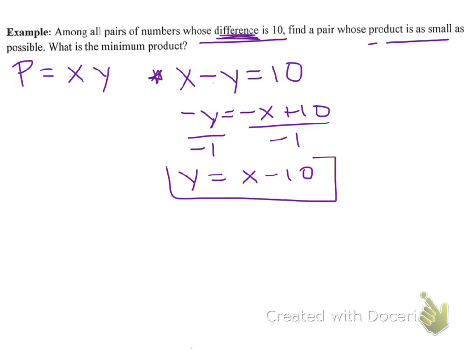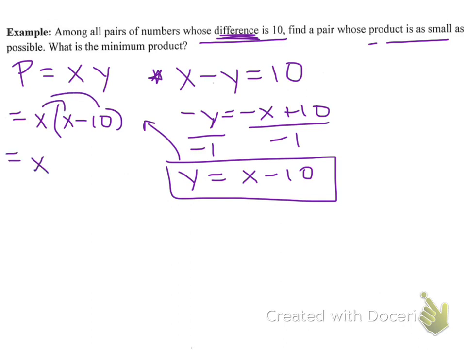And now I'm going to take this and plug it into what we're trying to maximize or minimize in this case. So y is going to be replaced with x minus 10. I can distribute this and I get x squared minus 10x. So now we've completed step 3. I wrote a quadratic equation in standard form. So lastly, step 4, maybe I should label these steps real quick. So let me change my color. This was step 1. Writing the equation was step 2. Getting in quadratic form was step 3.